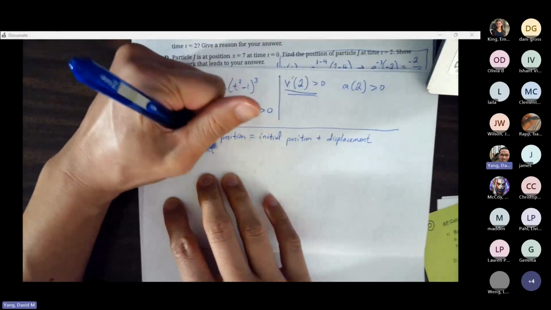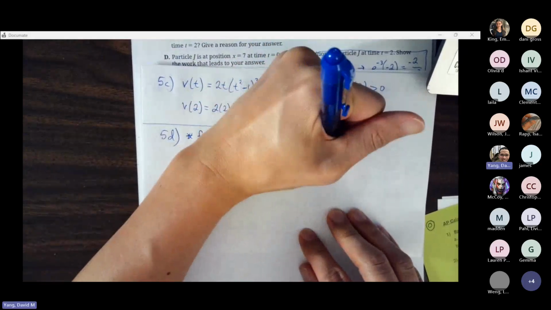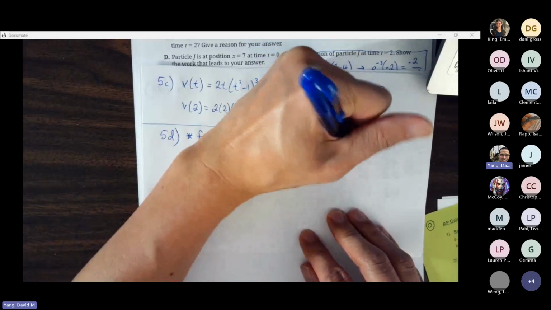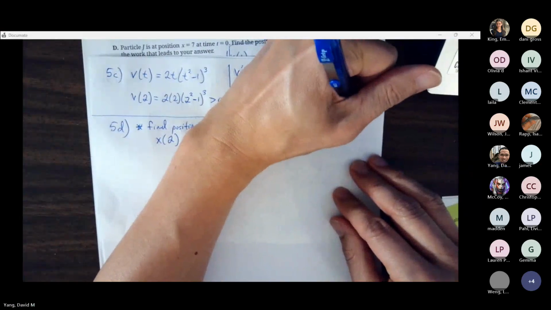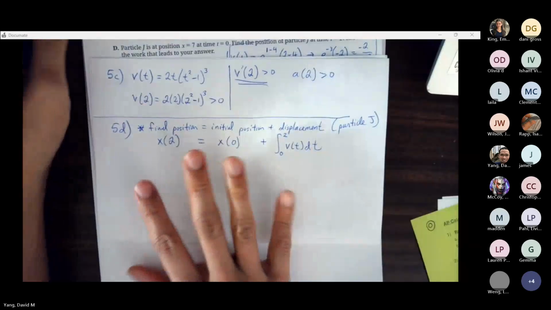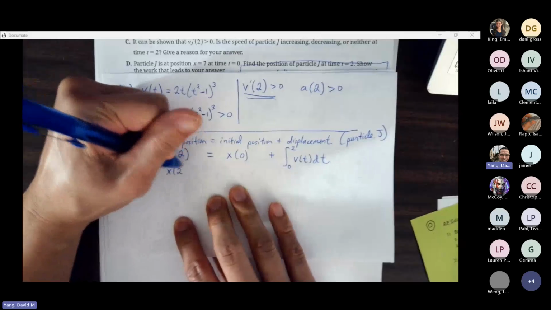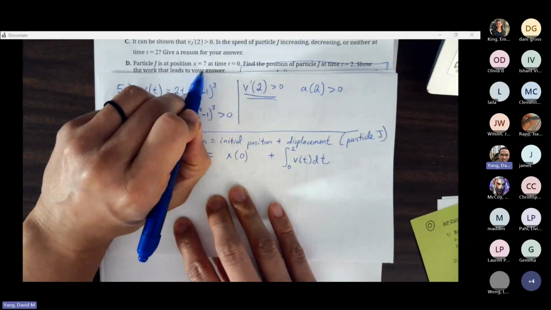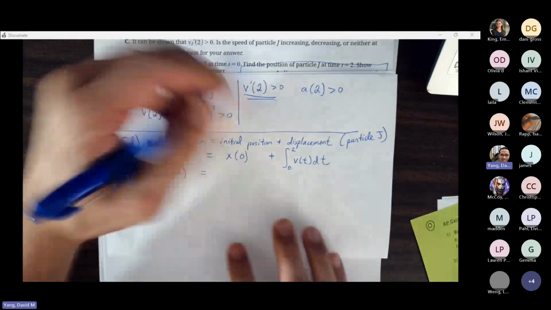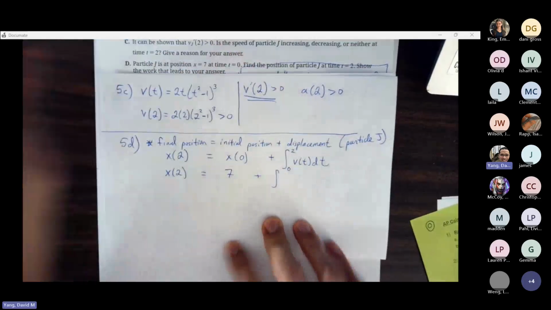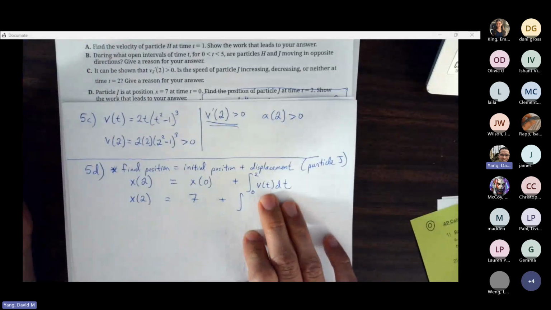So we're looking for x sub 2. We have x sub 0, and we just have to find the change between 0 and 2 of my velocity function. And this is all for particle J here. We know x sub 0 is 7. We know that at time t equals 0, the particle is over here at 7 on the x-axis. And we just have to figure out the definite integral, or displacement, from 0 to 2 of my velocity function for particle J.